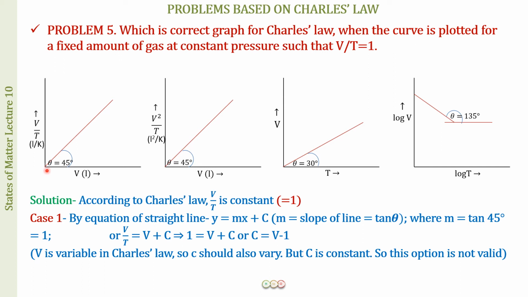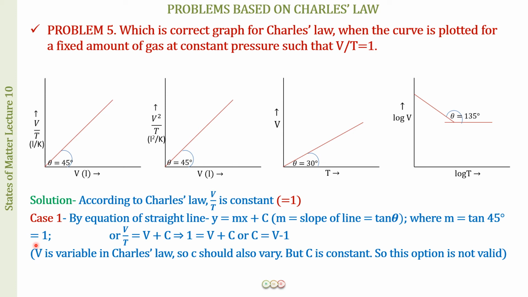So let us see the first option that we have. On the y-axis we have V by T, on the x-axis we have V. So by the straight line equation, y is equal to mx plus c. I have written this down over here in case you have any doubts. So m is going to be the slope of the line equal to tan theta, and here the value of theta is given to you as 45 degrees. So m, which is equal to tan 45, is going to be 1.